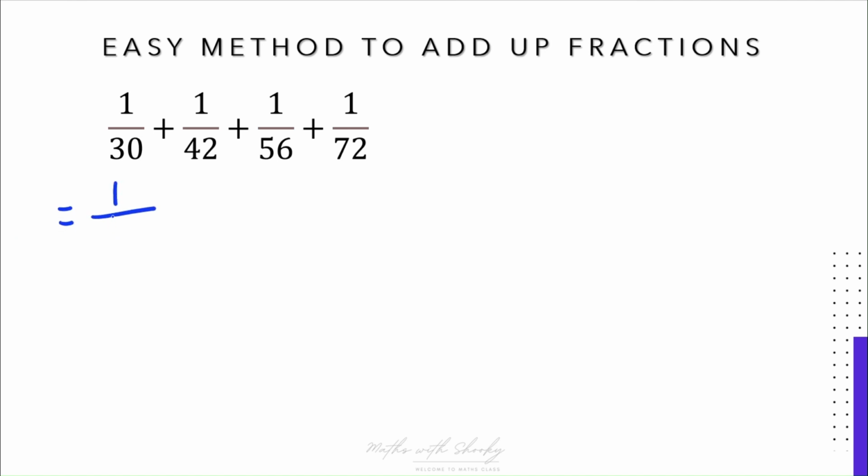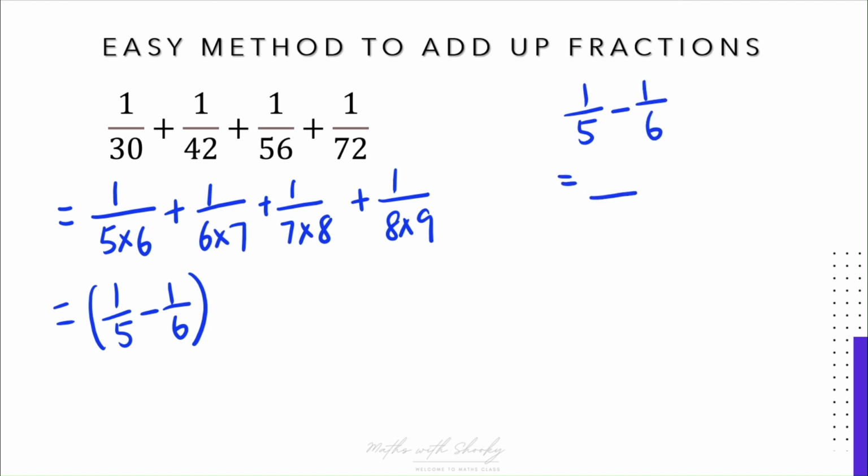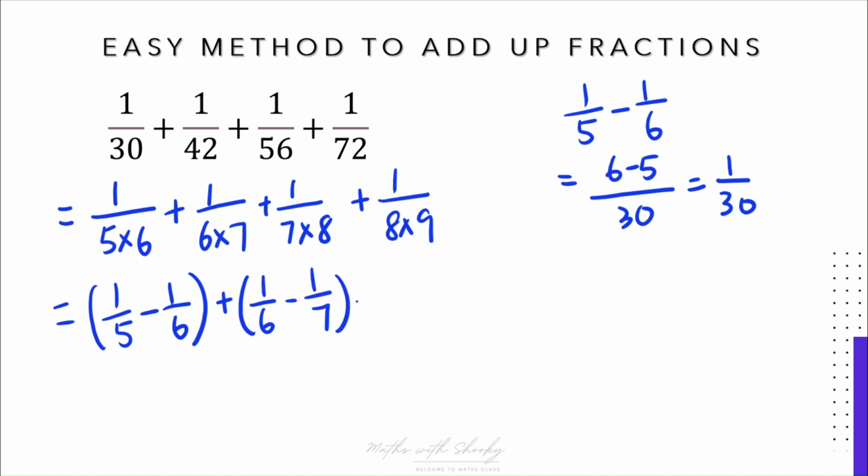You know that 30 is 5 times 6, 42 is 6 times 7, 56 is 7 times 8, 72 is 8 times 9. And we can write this into this format. Why is it so? We can verify here. 1/5 minus 1/6 is equal to 1/30. It's back to here. Therefore, we can do it for the other fractions in the same format.